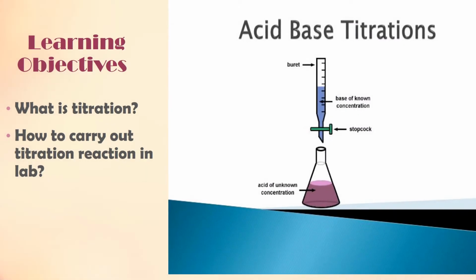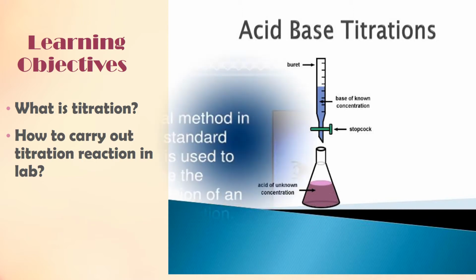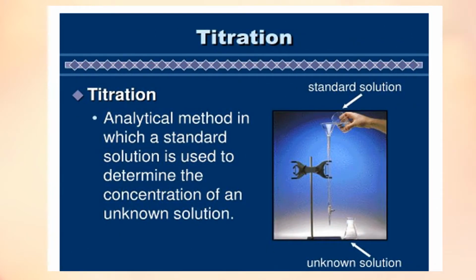Dear students, in our today's lesson, we will talk about the titration. We'll also study how this experiment is carried out in the laboratory. We know that when an acid and an alkali react together, salt and water are formed. It is possible to find out exactly how much alkali is needed to neutralize the acid by carrying out an experiment called titration. Titration is an analytical method in which a standard solution is used to determine the concentration of an unknown solution.